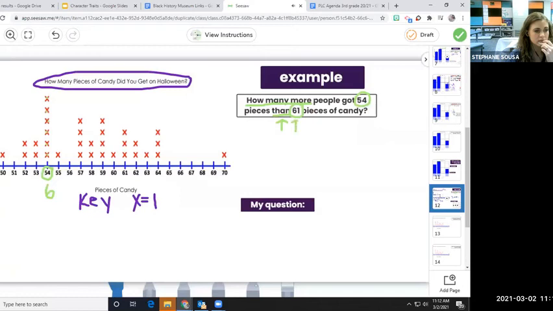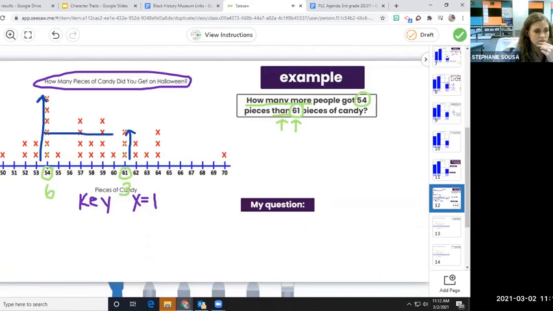My next instruction is to check 61. Let's find that on the line plot. Here is 61. How many kids got 61? 1, 2, 3. There are 3 X's. So 3 students got 61 pieces of candy on Halloween. Okay, my question says how many more got 54? I can see that 54 has more students. Look how tall these X's go compared to 61. But my question says how many more?